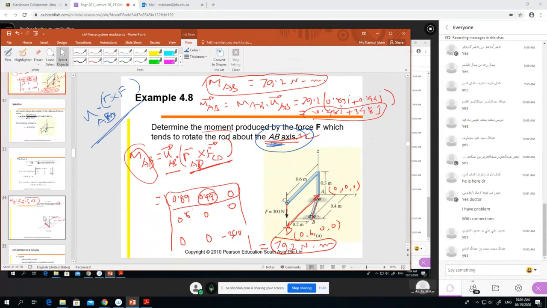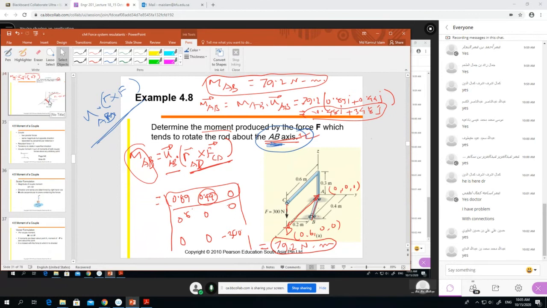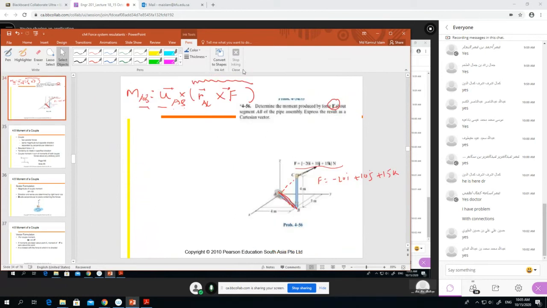So here in this example, the example we selected, they ask about the axis, which means about the segment AB. That means we have to multiply by the unit vector. So always remember this, okay? So then we have to fill up this determinant.